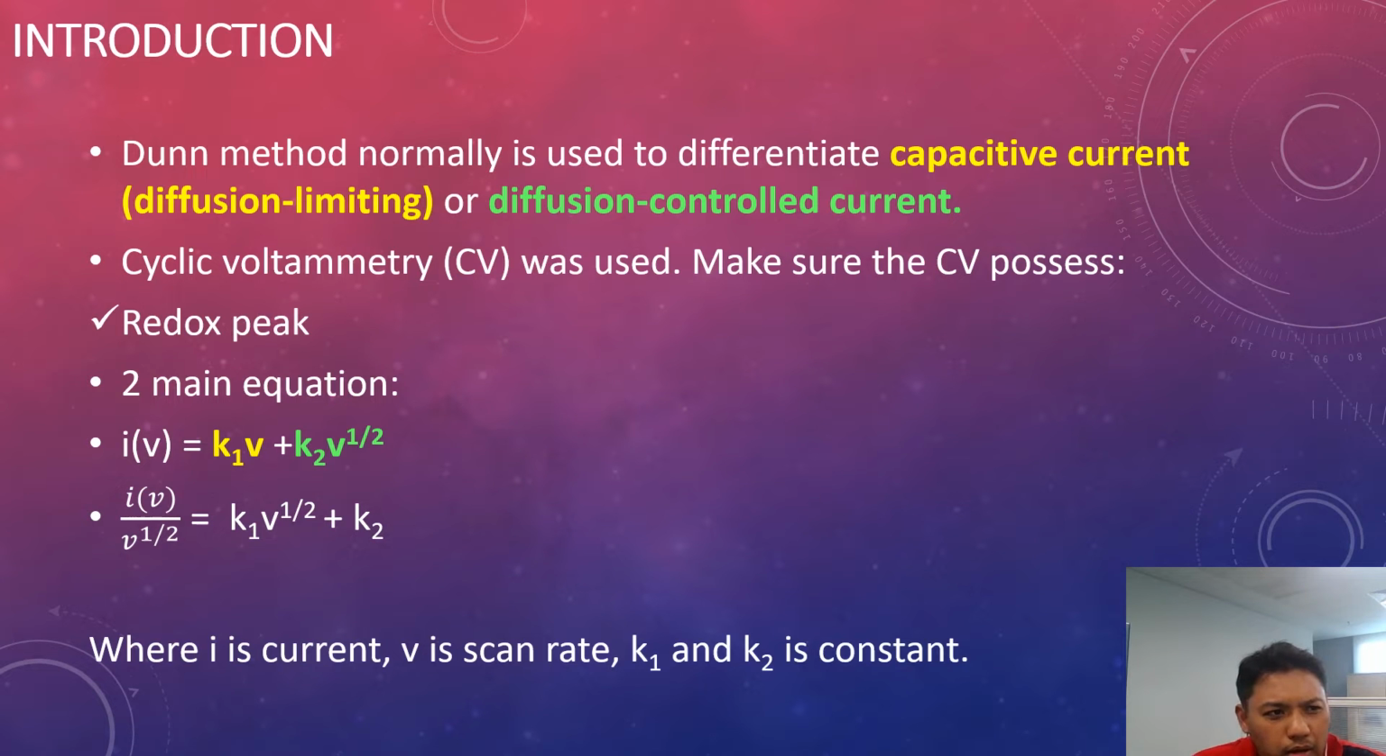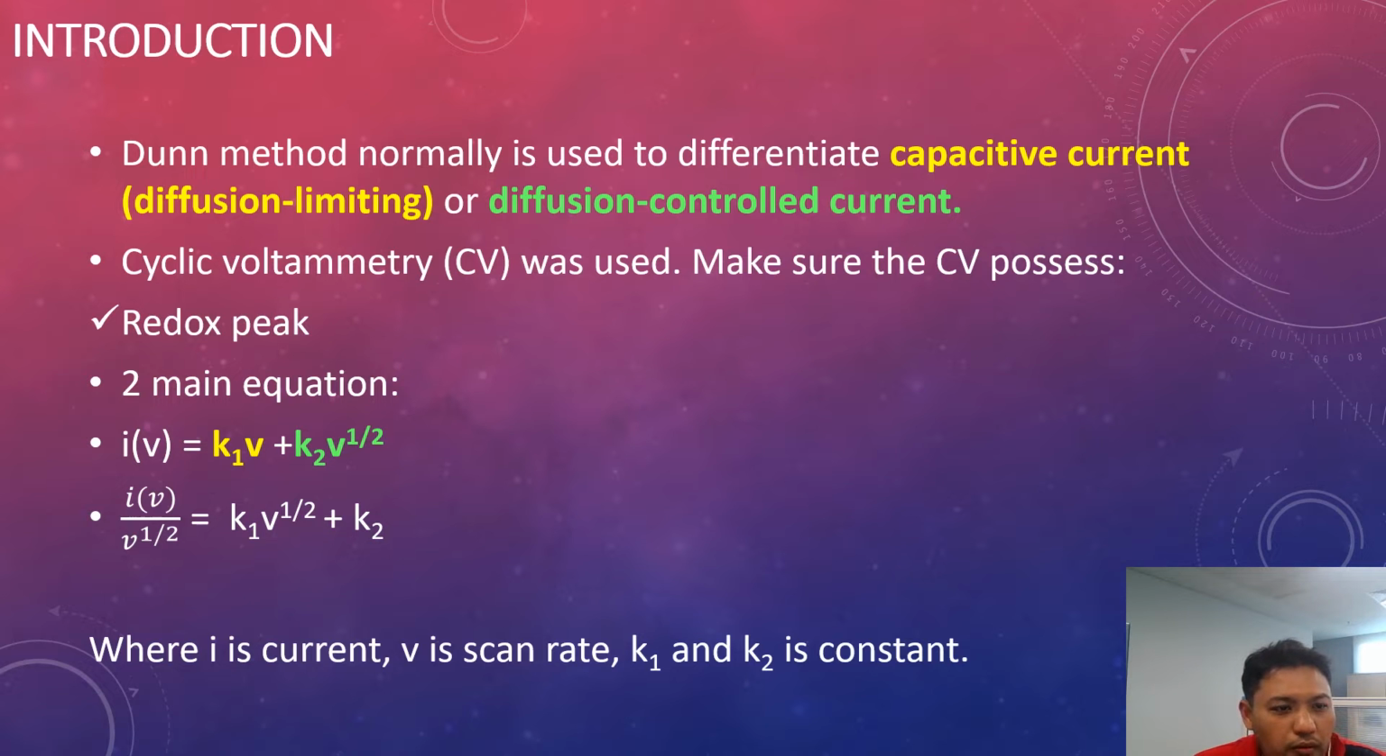So a little bit about the introduction. The Dunn method is normally used to differentiate capacitive current, or what some might call diffusion limiting or diffusion control current. So you can differentiate between these two. We are using cyclic voltammetry. Make sure the CV possesses the redox peak. If there are no redox peaks, you might consider the Trasatti method instead of the Dunn method.